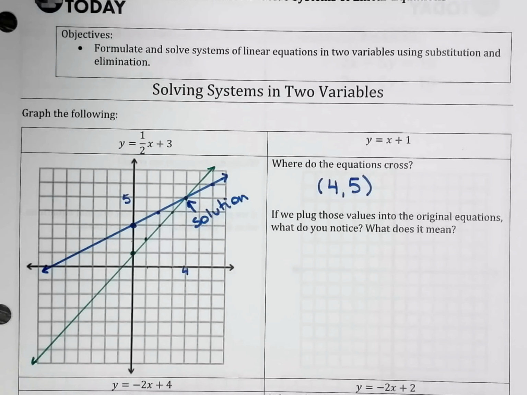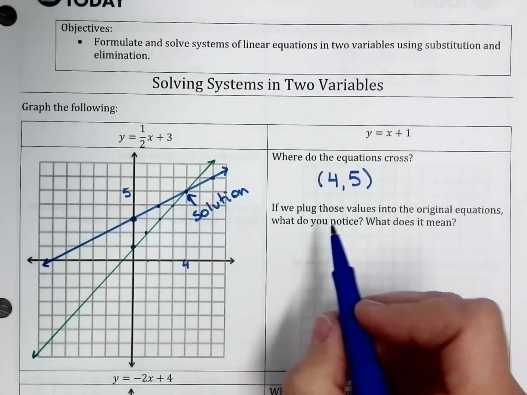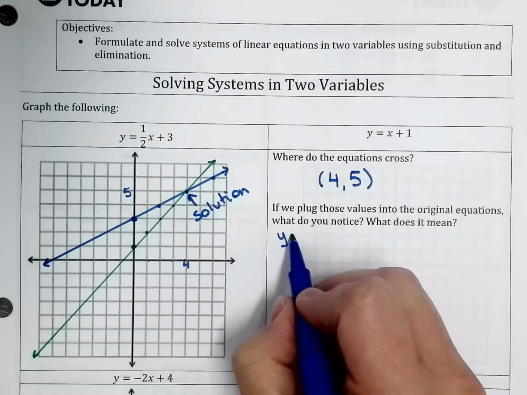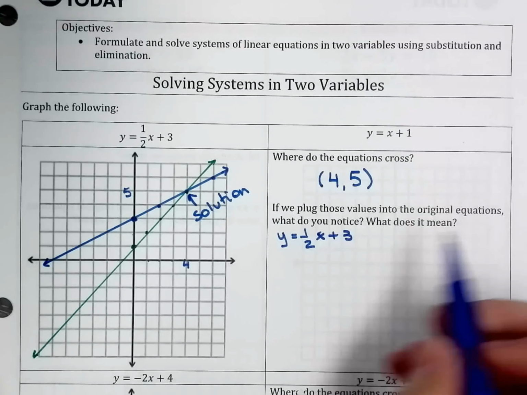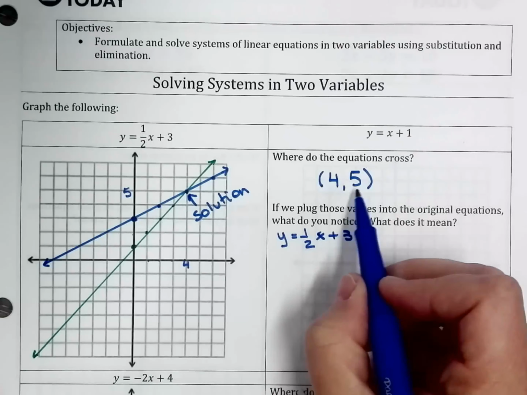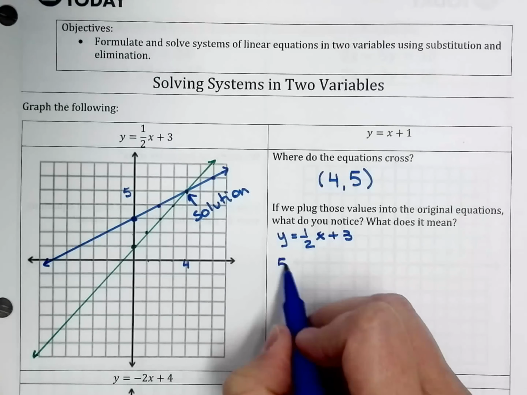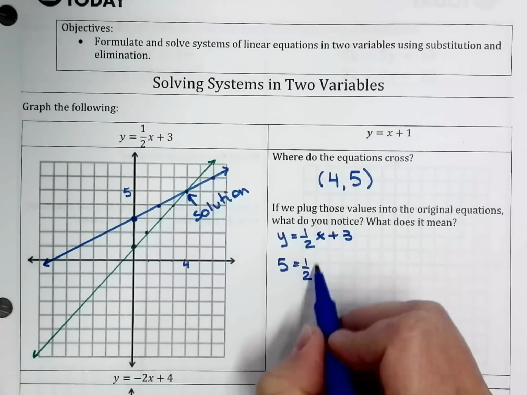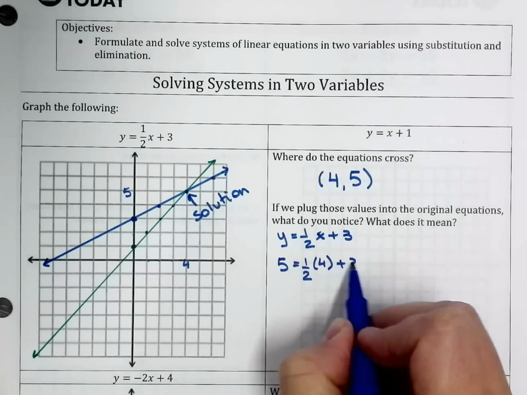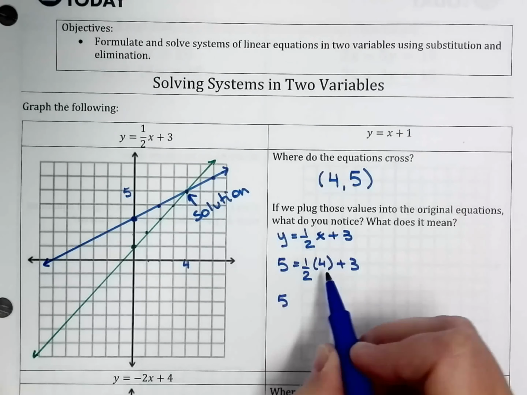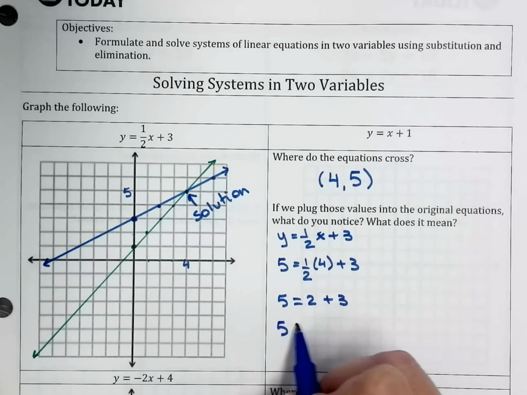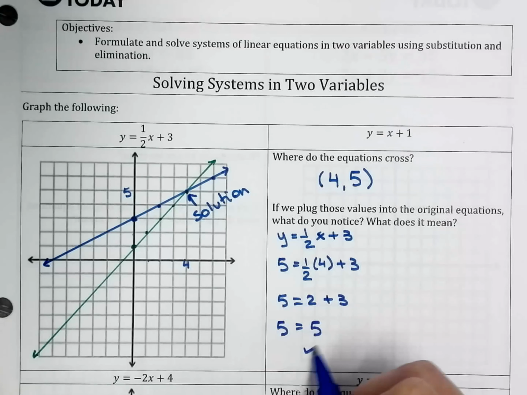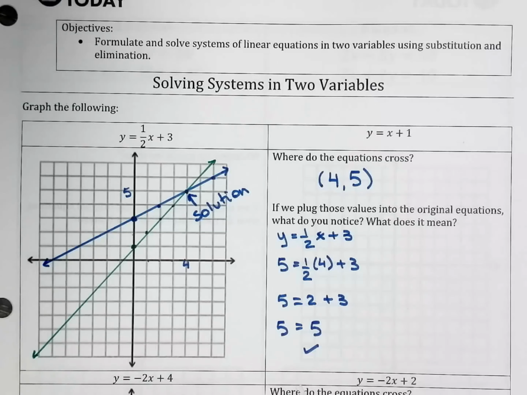If we plug those values into the original equations, what do you notice? Let's see. So I'm going to start with this one. I'm going to plug in 4 for x, 5 for y. Four times 1/2 is 2. And 2 plus 3 is 5. So that's a true statement.